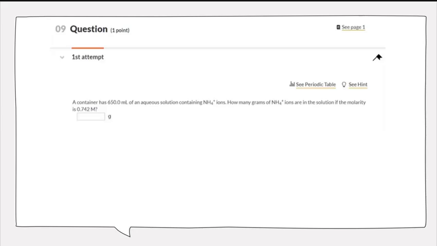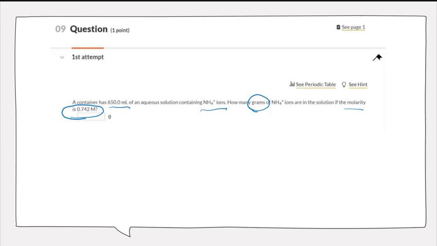I just wanted to hop on because there was some SmartWork homework that seemed to give people some troubles. And so I wanted to go over this. Now, we are told here that we have a container that has 650.0 milliliters of a solution containing ammonium ions. It wants to know how many grams of ammonium ions are in the solution if the molarity is 0.742 molar.